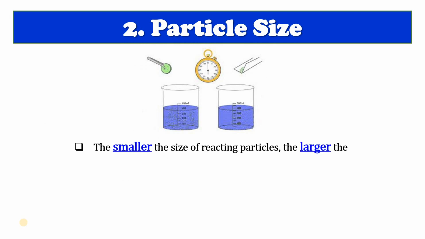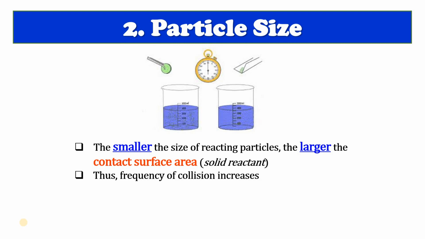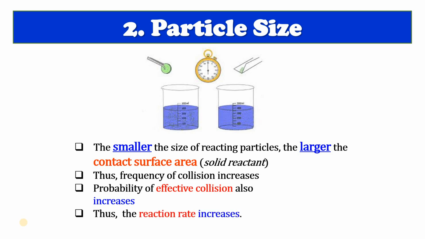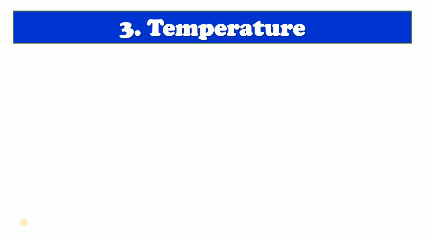The second factor is particle size. The smaller the size of reacting particles, the larger the contact surface area. Thus, frequency of collision will increase. Probability of effective collision also increases. Thus, the reaction rate increases.